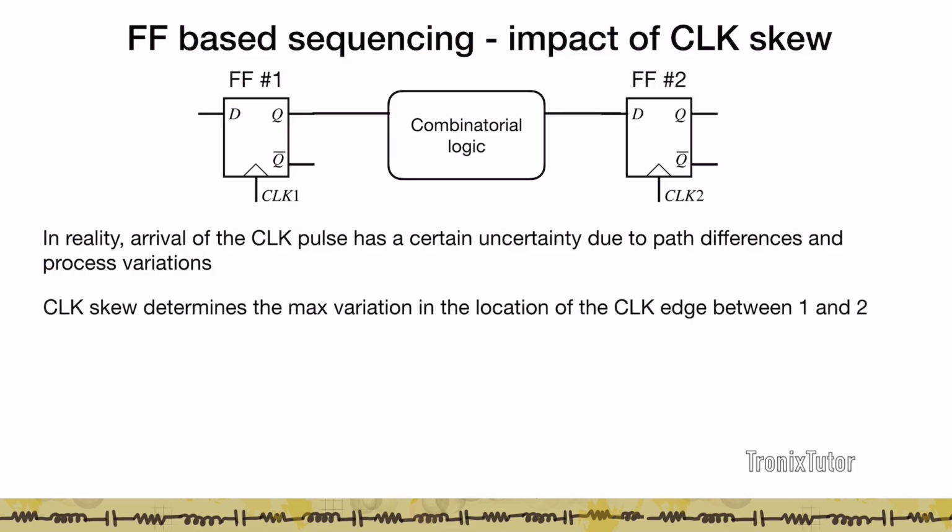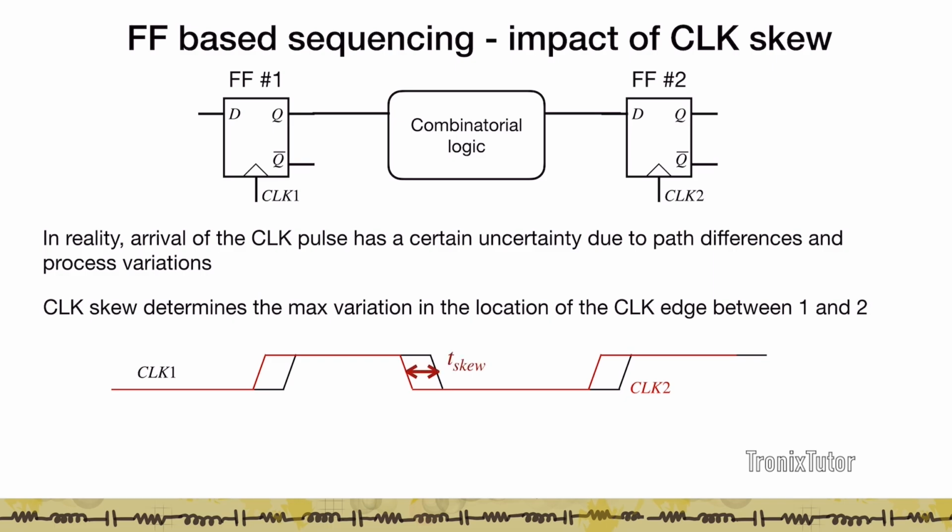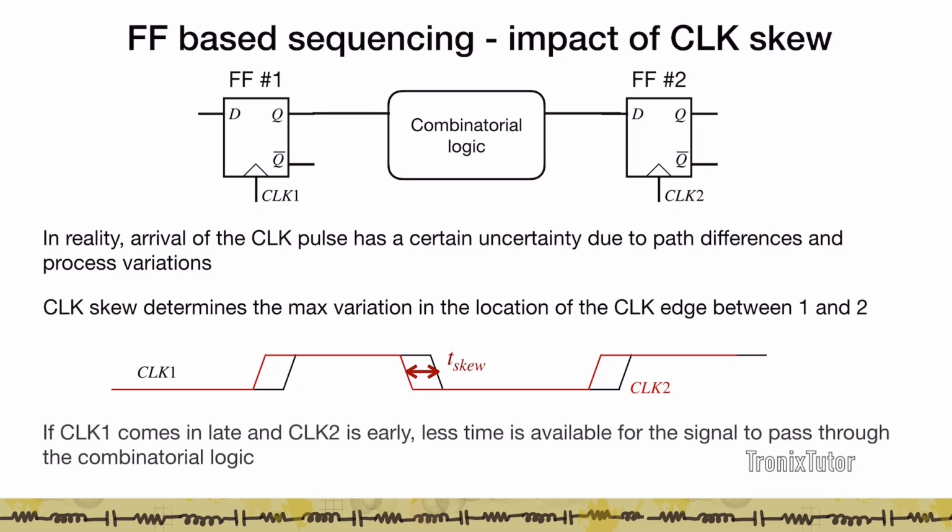So clock skew determines the maximum variation in the location of the clock between 1 and 2, which means that if you look at the clock signal, you have one clock which comes, say for example, clock 1 in black, and clock 2 can come in red. So the edges don't necessarily overlap. Clock 2 can either come before clock 1 or after clock 1. The maximum variation that can happen between the clocks, we call it the skew, or T skew, the maximum variation between the rising or falling edges of the clock. So let's look at the case.